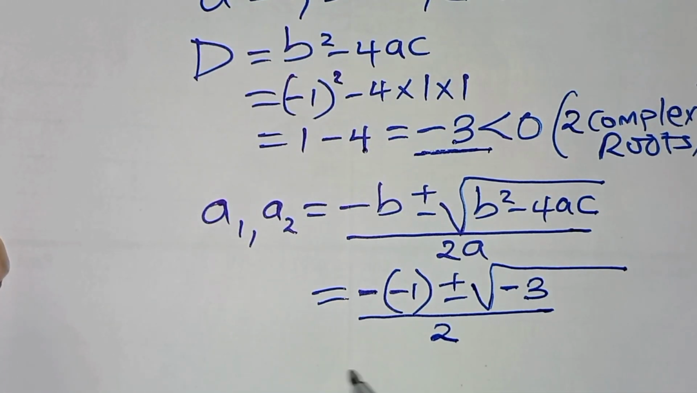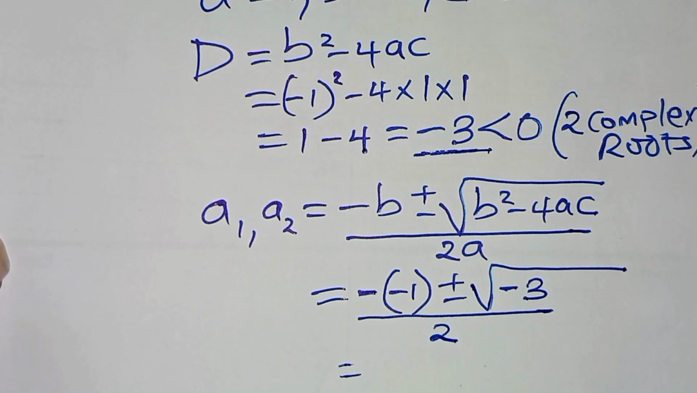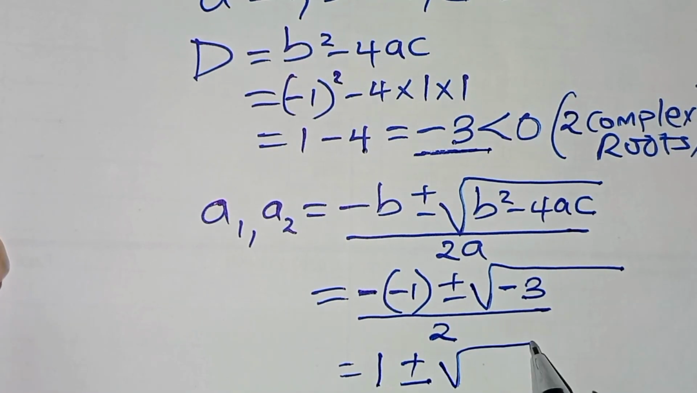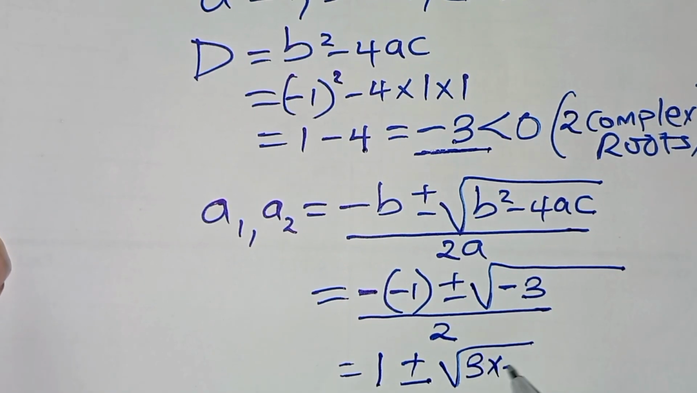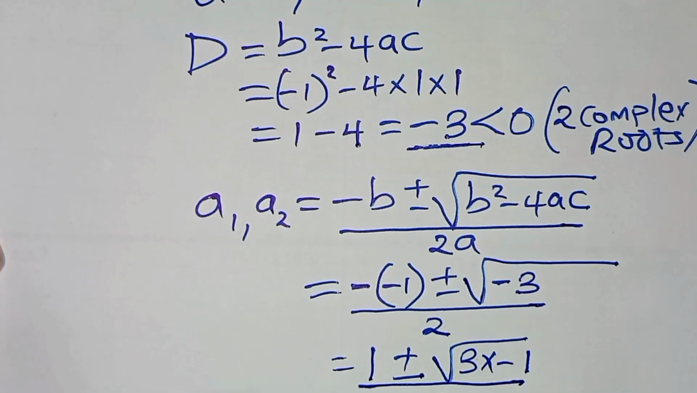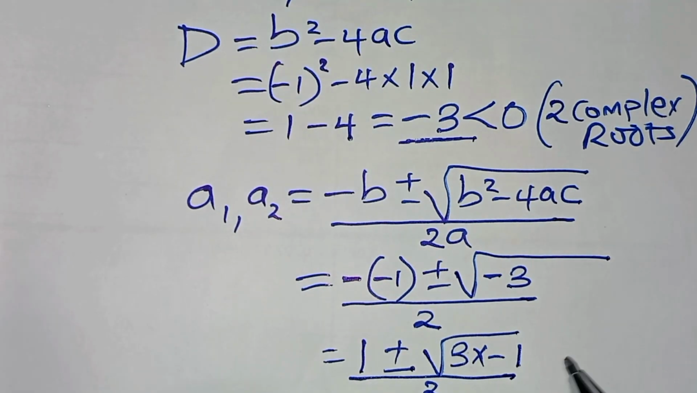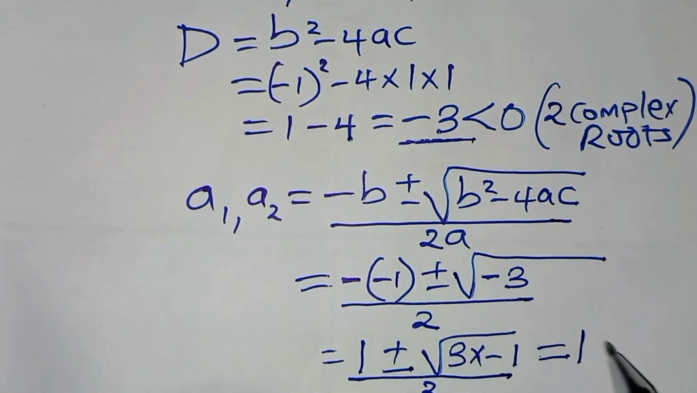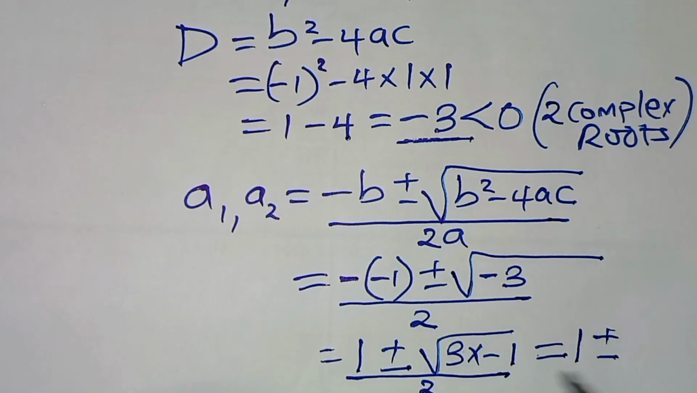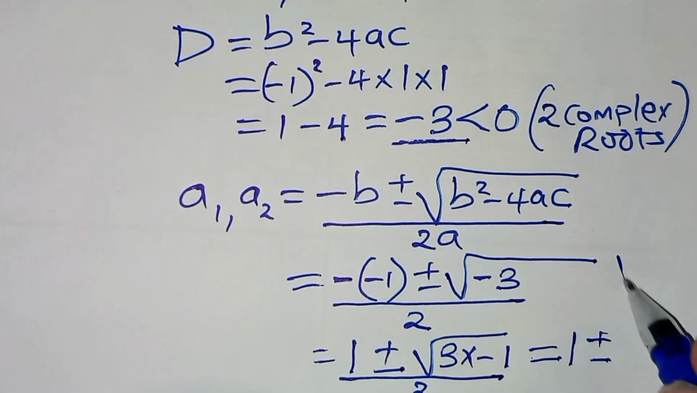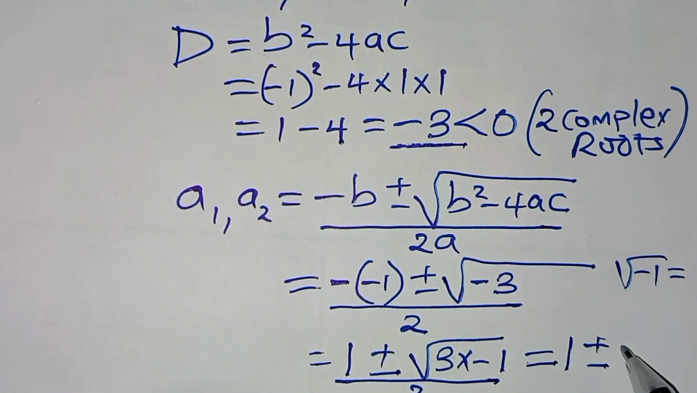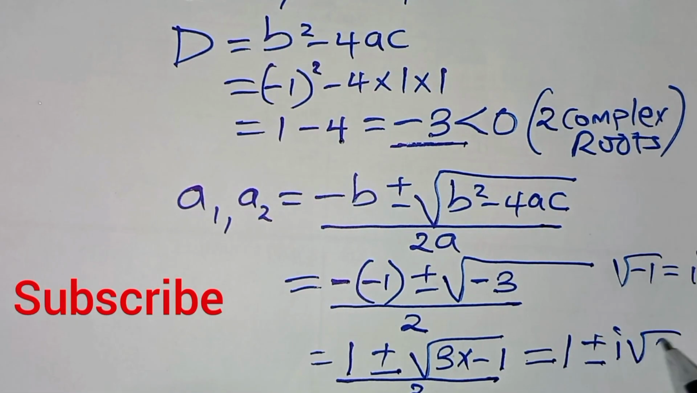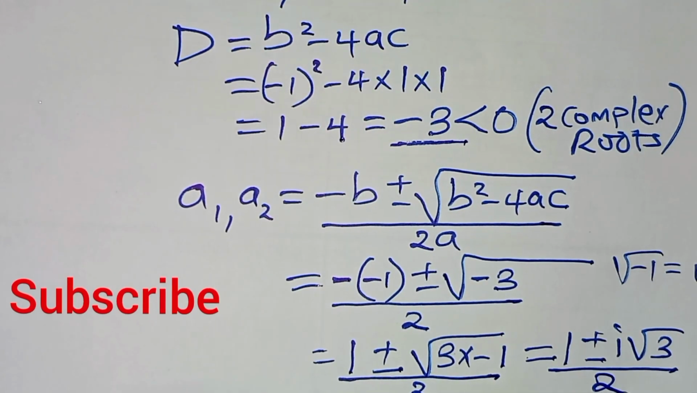The next step here, we'll have negative times negative 1. This is 1, plus or minus. Now, the square root of negative 3 can be expressed as the square root of 3 multiplied by negative 1. All this divided by 2. And now, we'll have 1 plus or minus the square root of negative 1. The square root of negative 1, this is i. So we'll have i square root of 3, all this divided by 2.